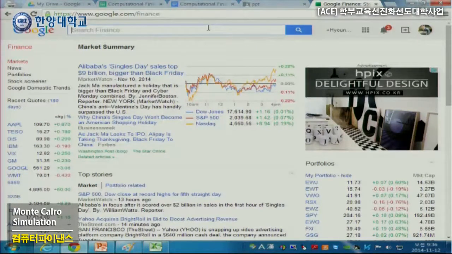보경, do you have any stock in your mind? A US-listed stock. Name any stock. Apple.